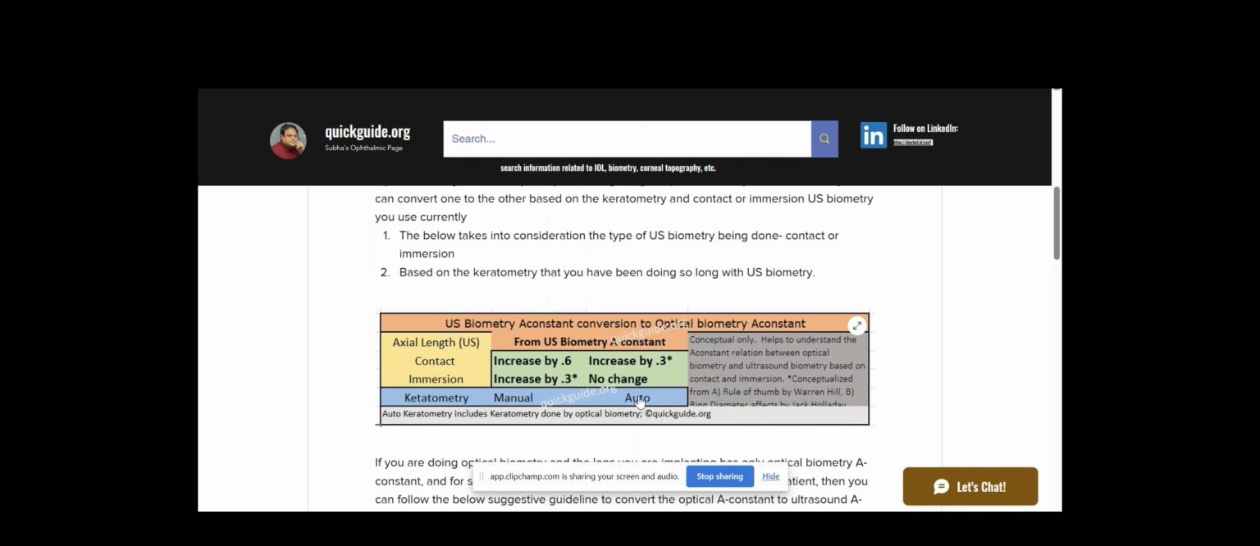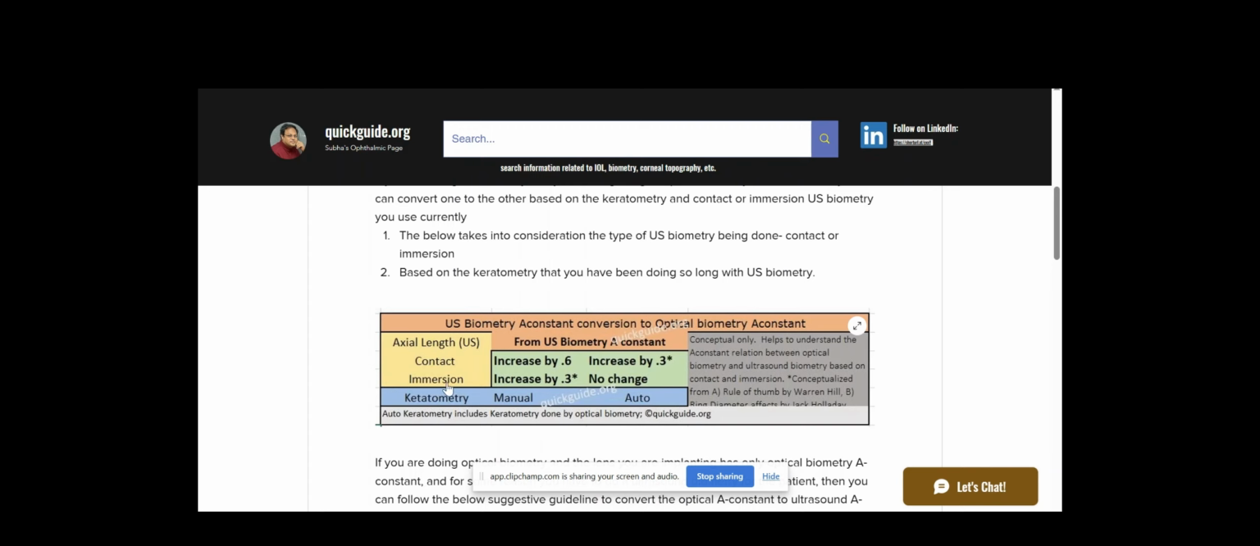Why? Because autokeratometry, with regard to the keratometry readings, will not differ a lot from the optical biometry K readings, because they measure almost the same zone, 2.5 millimeters, 2.3 millimeters, right? So that is why you only increase it by 0.3.